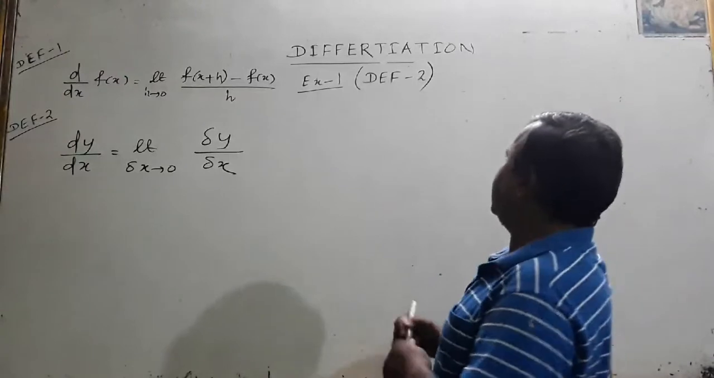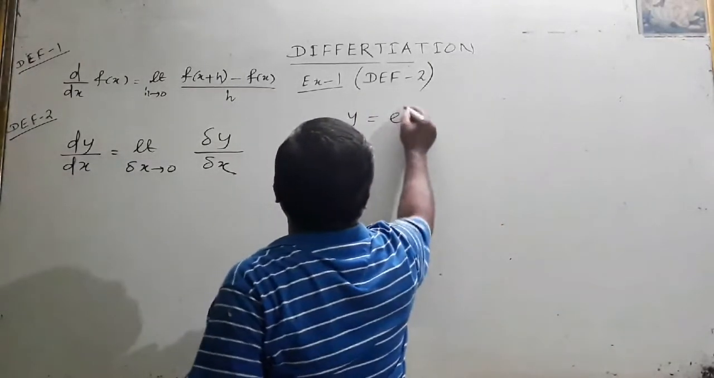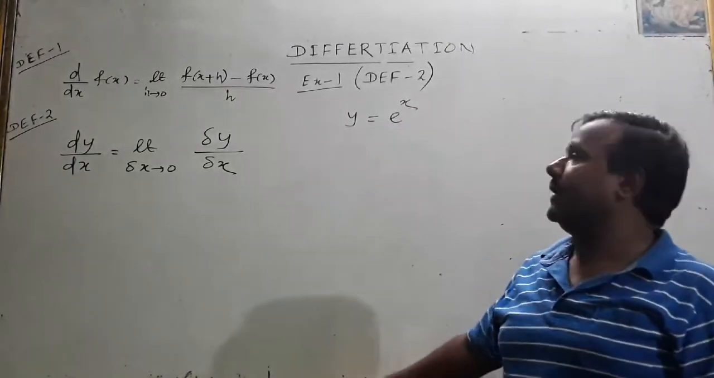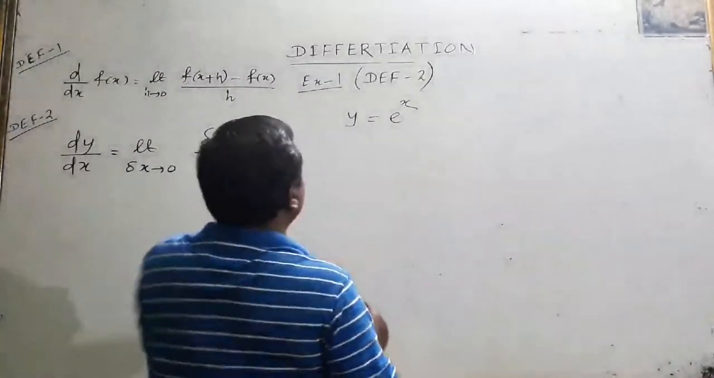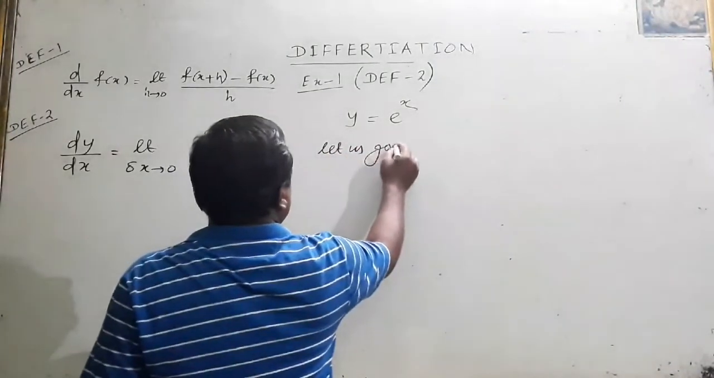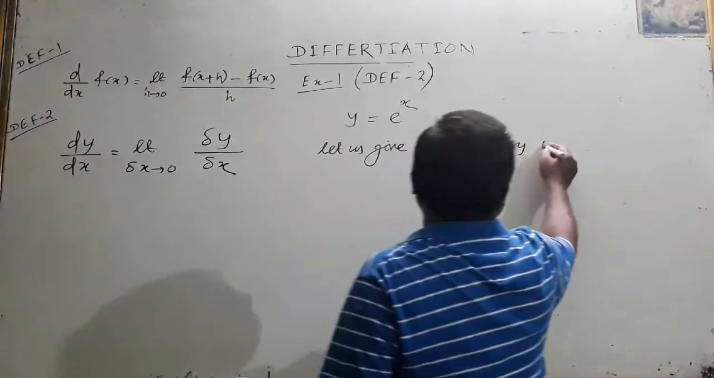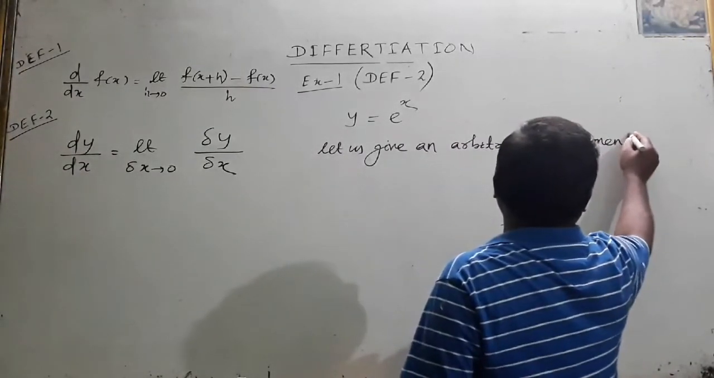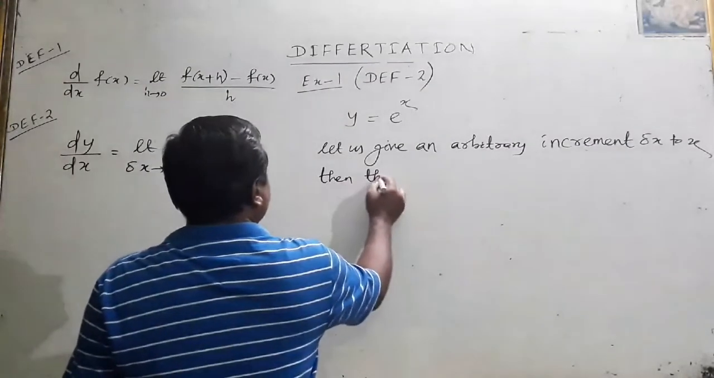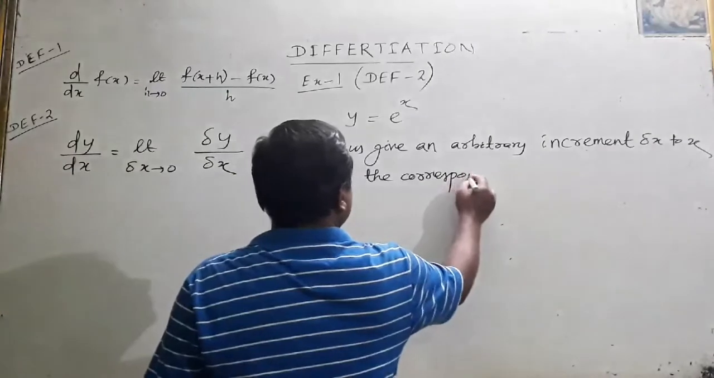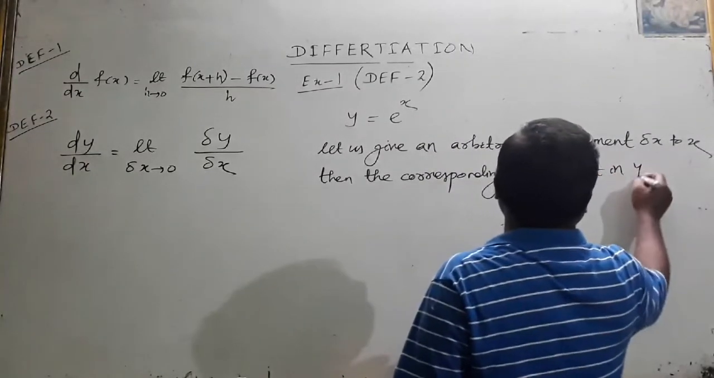Now I will tell you again the same problem. y is equal to e to the power x. We have to find dy by dx by definition 2. We have to know both methods. So let us give an arbitrary increment delta x to x, then the corresponding increment in y is delta y.